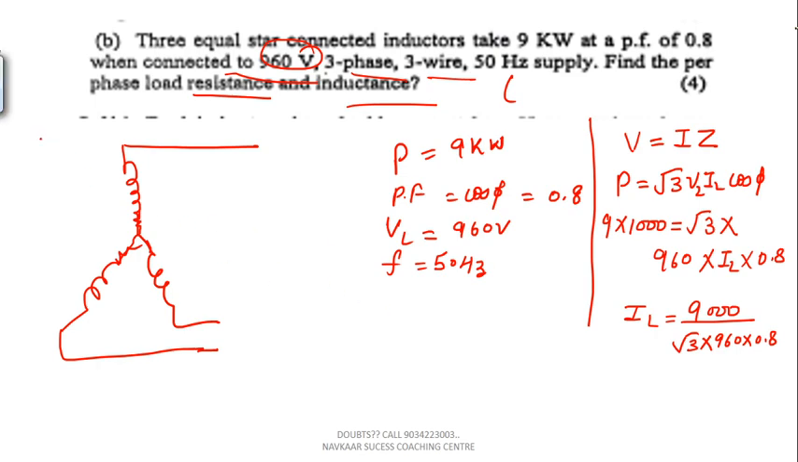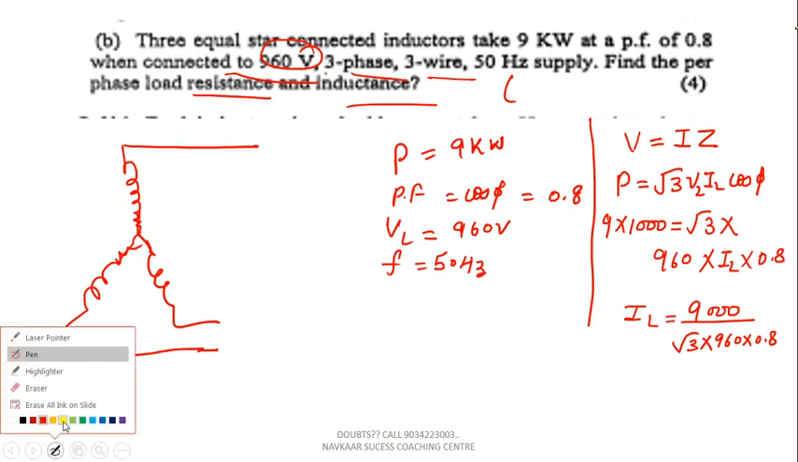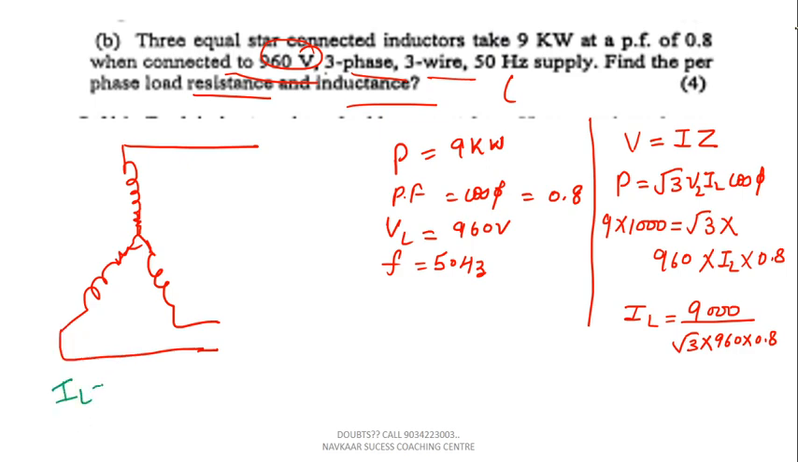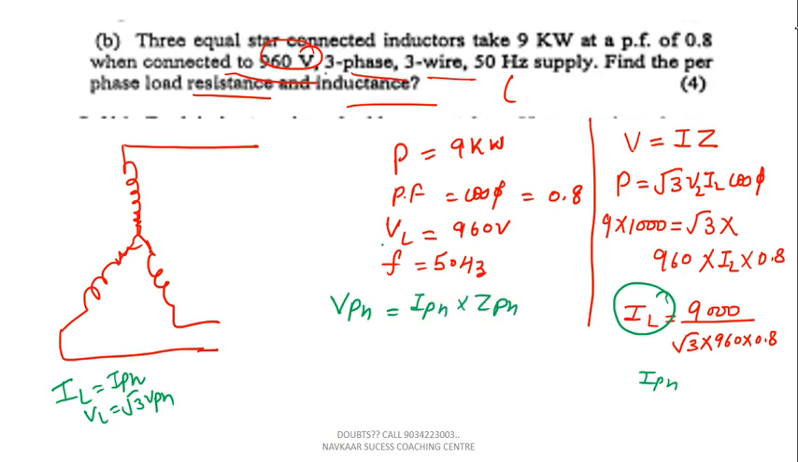As you know, in the case of star connection, can you tell me what is the value of current? IL must be equal to IPH and VL is equal to √3 VPH. So from here we will get the value of current, that would be equal to IPH only. Now the formula is VPH is equal to IPH multiplied by ZPH. If we divide VL by root 3, we will get VPH, that is 960 divided by root 3. IPH value we can put from here, then we can calculate the value of ZPH.